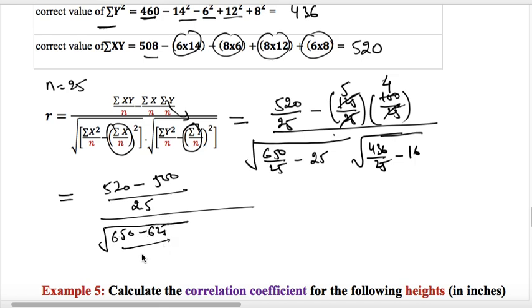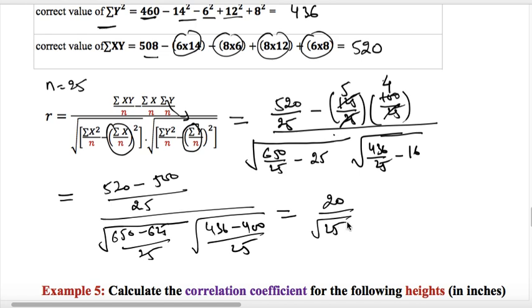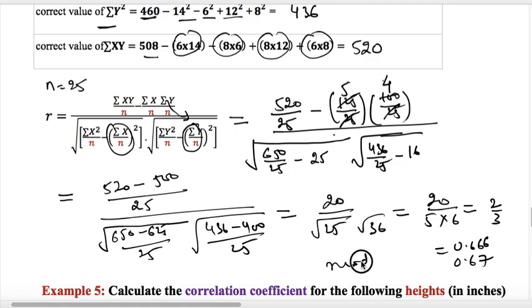Six 25 upon 25, this is 436 minus 400 by 25. When we simplify, the 25 will be cancelled, and we are getting 20 upon root of 25, and this side is 36, which is equal to 20 by 5 into 6, and after simplifying we are getting 2 by 3, and 2 by 3 is equal to 0.66 and so on. So we can write down 0.67, which is moderate, we can say a positive moderate correlation.